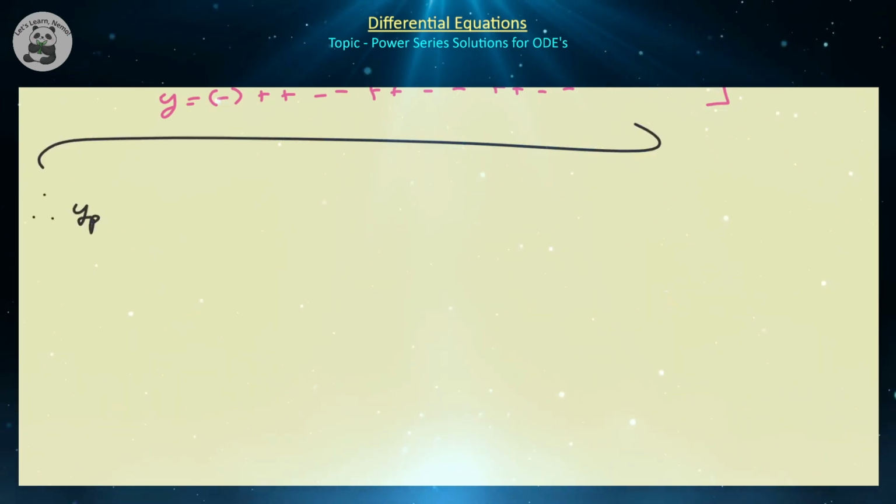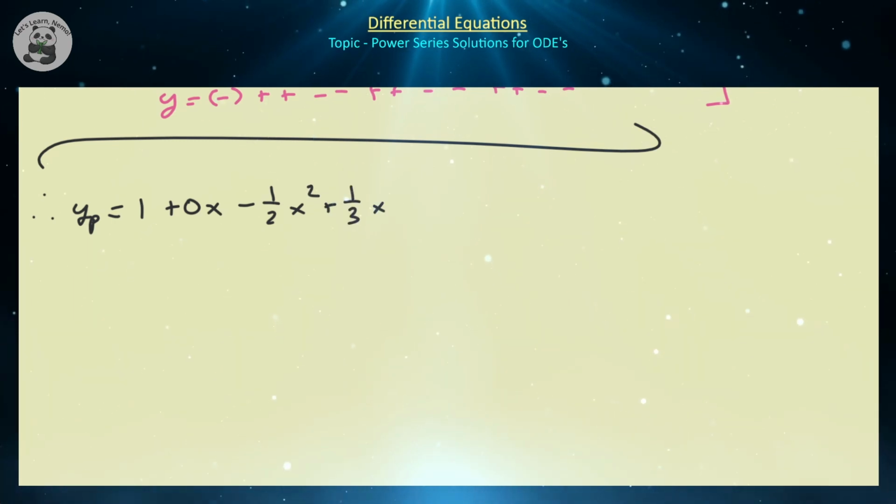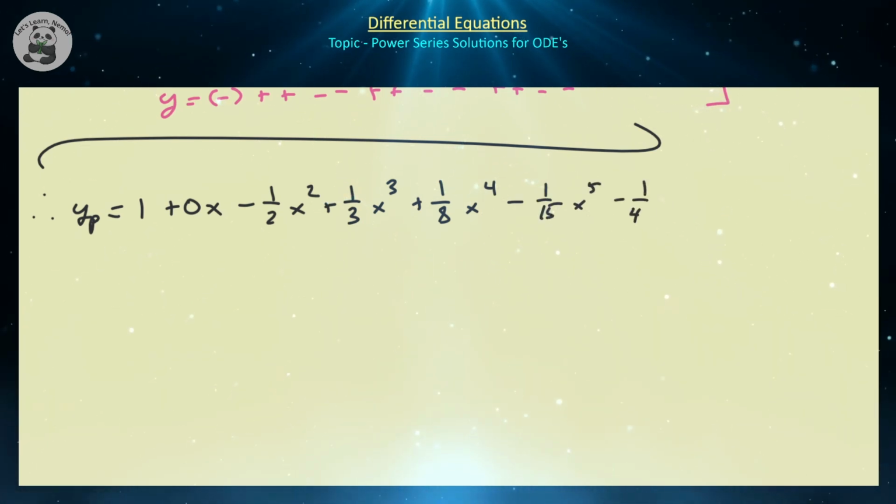So let's just state what we have so far. So yp is going to be equal to 1 minus, well, we don't have an x term, but I'm just going to put it here anyway. So 0x, and then we have minus 1/2 x squared, plus 1/3 x cubed, plus 1/8 x to the 4th, minus 1/15 x to the 5th, and then you can find that the next term is going to be 1/48 x to the 6th, and then plus, and so on.